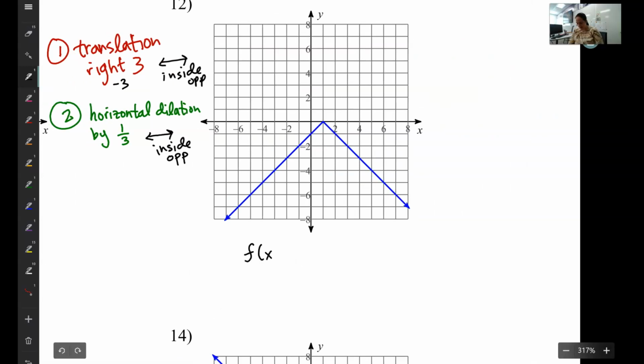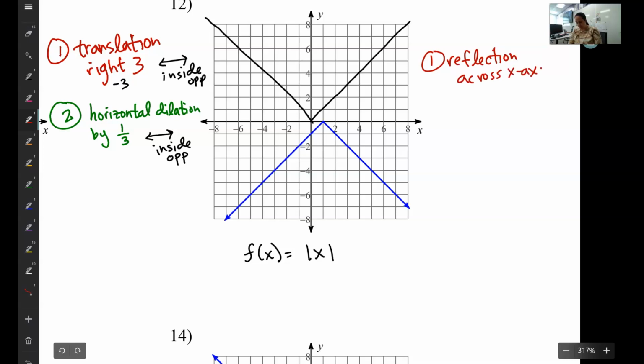Okay, let's look at this one. We can tell our parent graph of this one is going to be absolute value of x. It's going to look like that. So first thing I notice is we have a reflection across the x-axis. And that would get us to here. So then it looks like I'm moving, translation right 1.